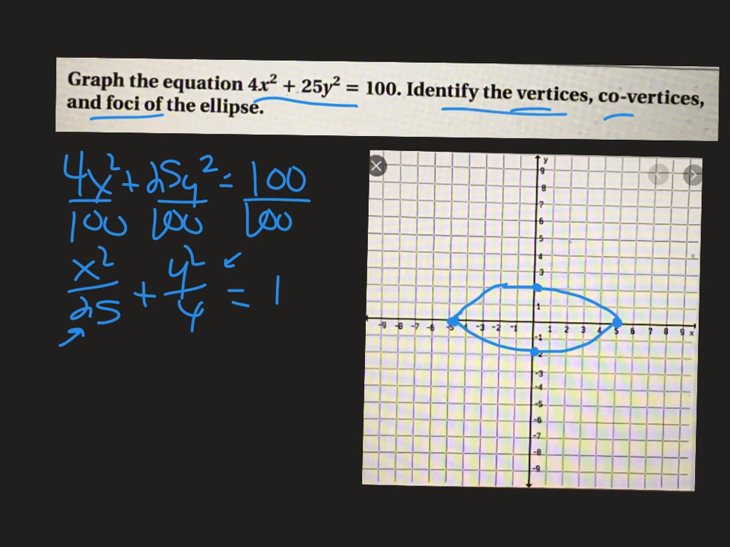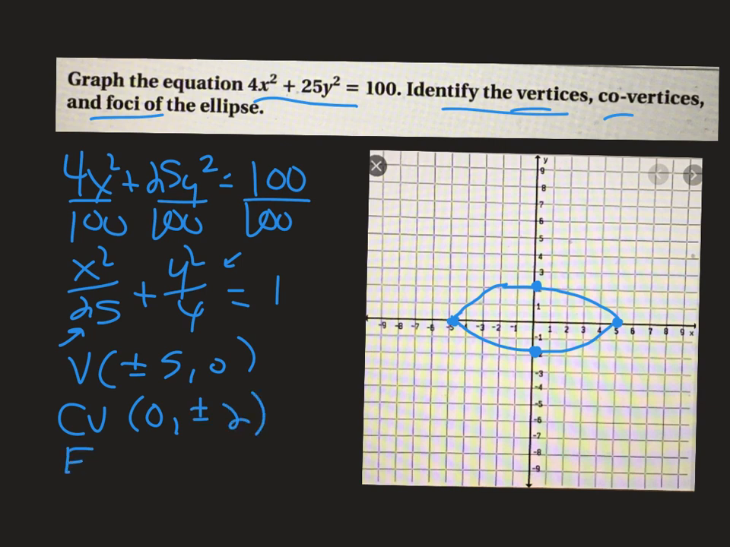So it says find the vertices. The vertices are the end of the major axis. So your vertices are positive and negative 5, 0. Your co-vertices, I'm going to put CV, are these two on your y-axis, which are 0 and plus or minus 2. And the last thing it needs are the foci.